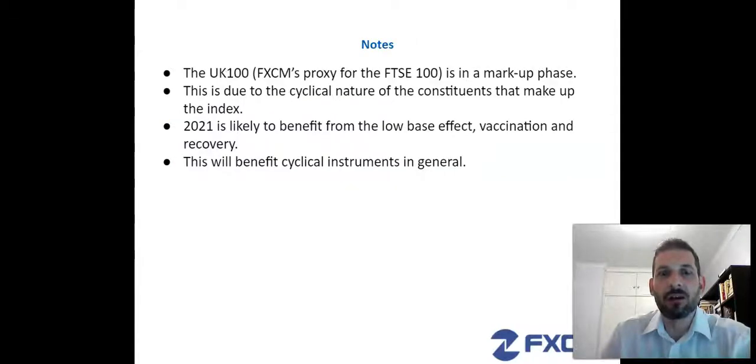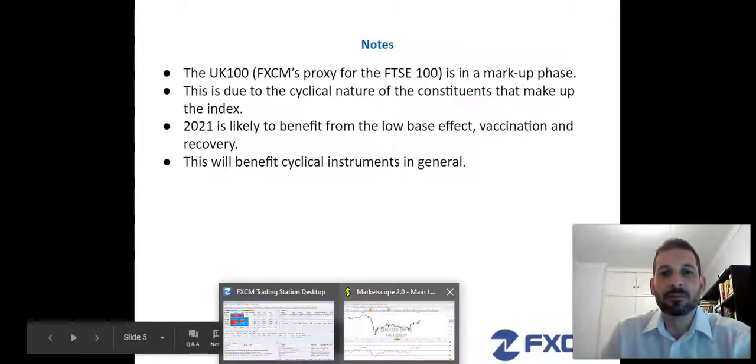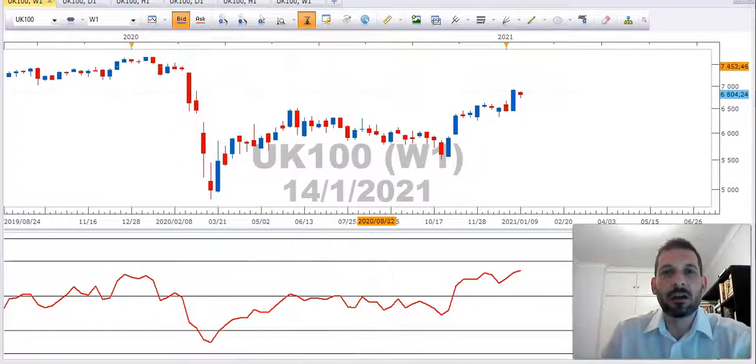Now, the UK100, which is FXCM's proxy for the FTSE 100, is in a markup phase. This is due to the cyclical nature of the constituents that make up the index. 2021 is likely to benefit from the low base effect, vaccination and recovery, and this will benefit cyclical instruments in general.